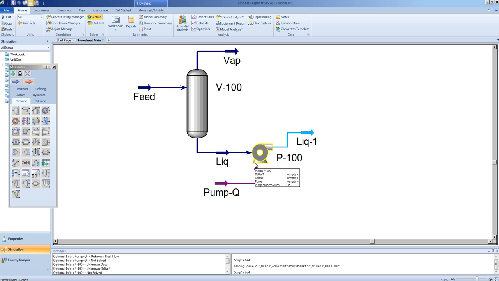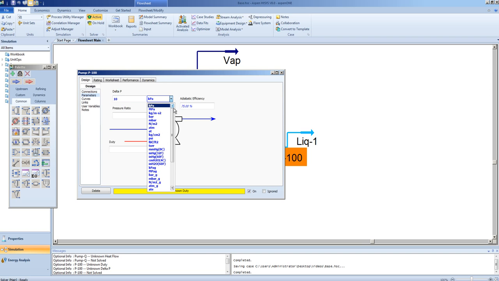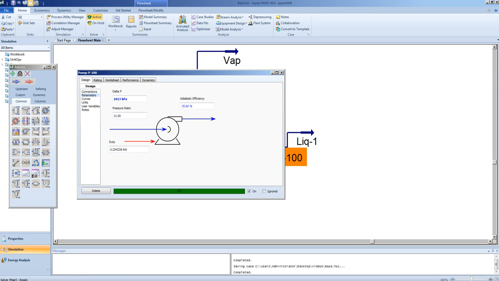So in this case, we have a desired pressure of 10 atmospheres we wish to get to. So we have 2 choices. We can put the pressure into the pump directly under the parameters tab. We can put in a pressure ratio or a delta P. In this case, if your delta P is 10 atmospheres, your pressure ratio is calculated for you, and that is based on an adiabatic efficiency of 75%.